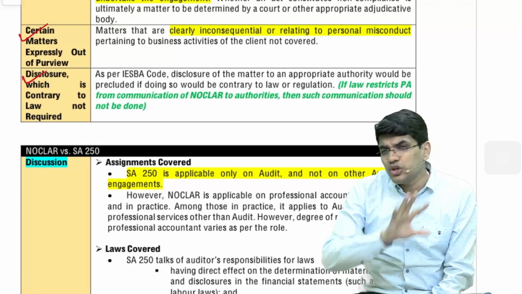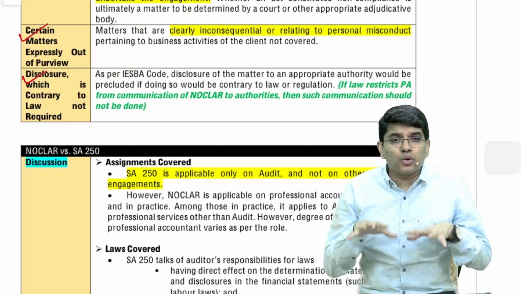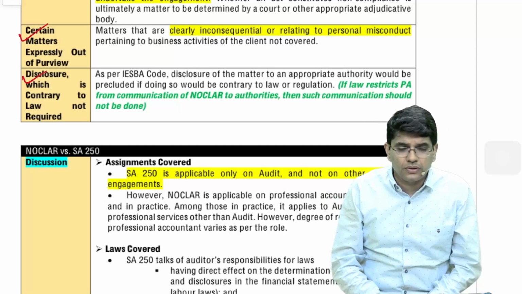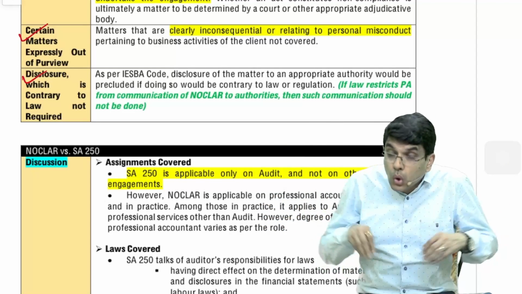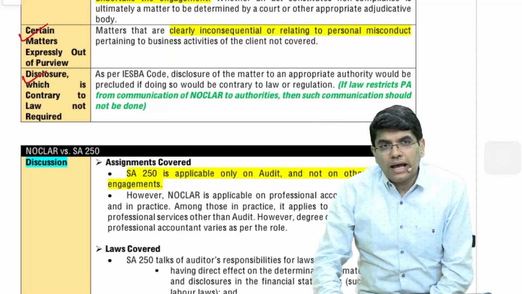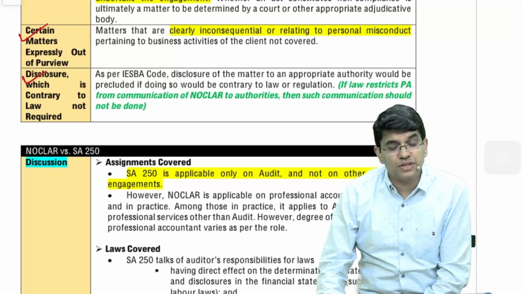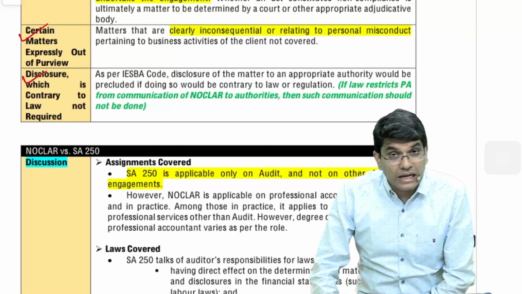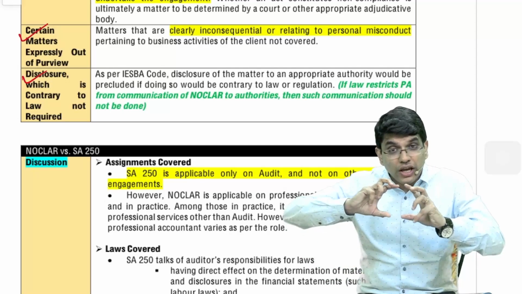Now, some things are very unique. There's a complete change in approach in NOCLAR. Generally, the approach which was taught to us, which we have discussed earlier, was to maintain confidentiality about everything. Go and inform authority only if law says. And in NOCLAR, they are having a different approach. Specifically, if there's a big non-compliance, they are saying that go and inform authorities unless someone restricts, if the law restricts you. So there is a change in approach.